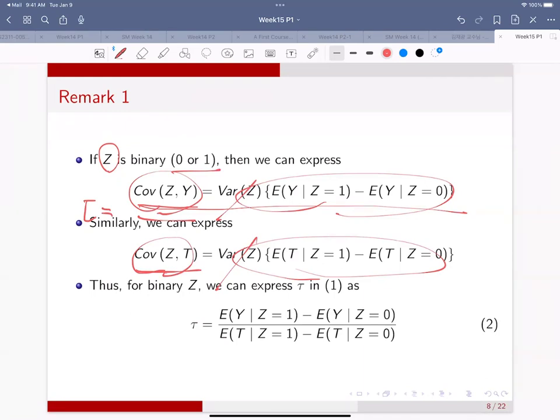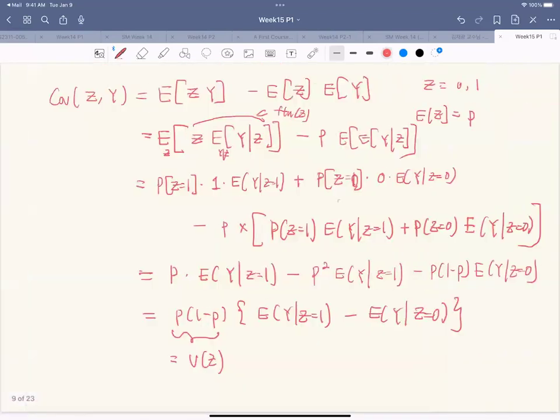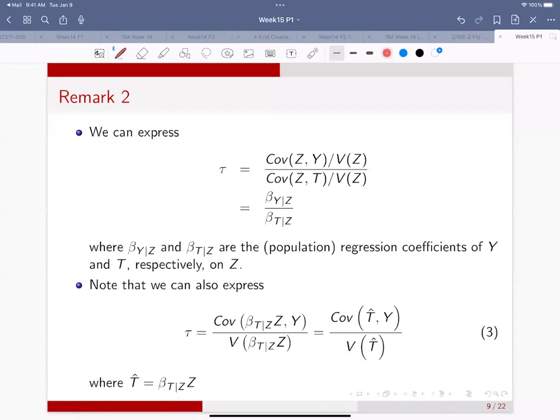Okay. And then the next comment, the second comment, is that this is originally the definition of tau, right? This is the result of tau. And now let's divide both sides by the variance of z. Once you write it, this is the regression coefficient for the regression of y on z, right? And this is the regression coefficient for the regression of t on z. So you can write it this way.